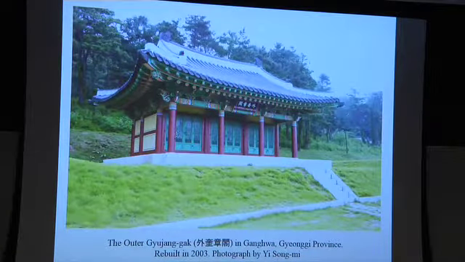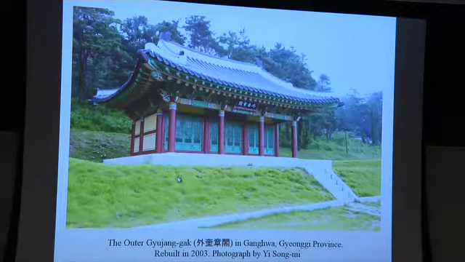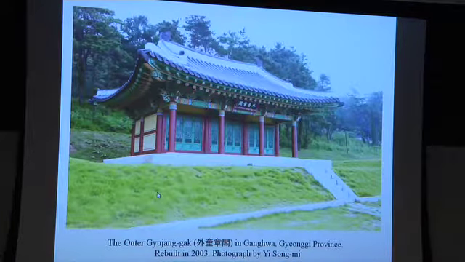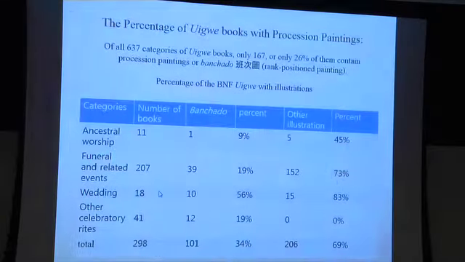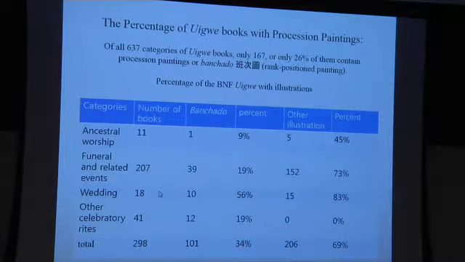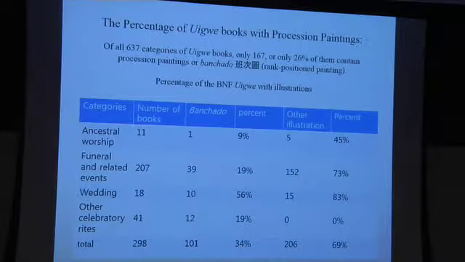And then only in 2003, this was rebuilt. Looks small, but kept really the important items of the late Joseon period. Now, most people think that all Uyghur books have illustrations, especially Panchado or this.